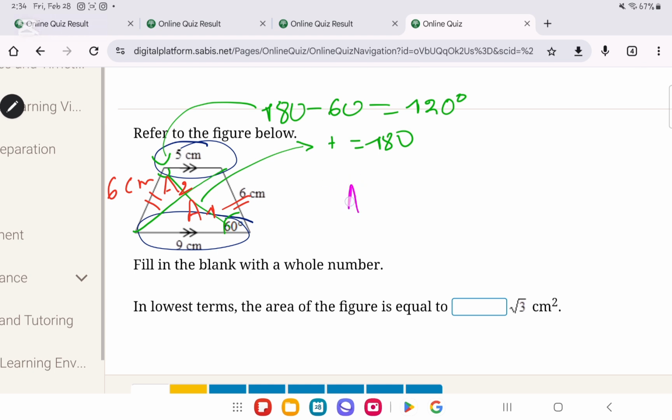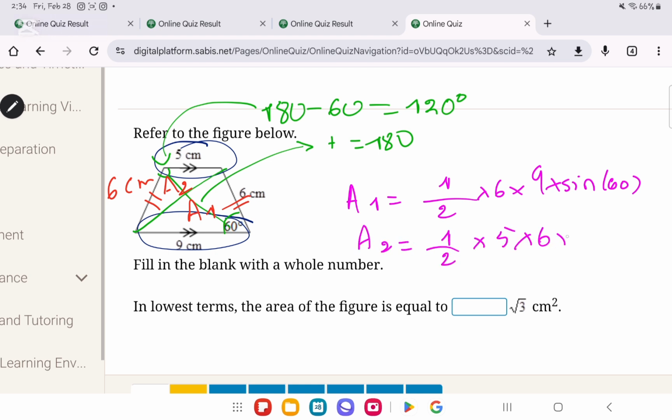So, area 1 is equal to 1/2 times side times side times sine the angle in between them. Area 2 is equal to 1/2 times side times side times sine the angle in between them. Okay? You are gonna add them. So on the calculator, you are gonna put 1/2 times 6 times 9 times sine 60. You are gonna get an answer which is 27 radical 3/2.